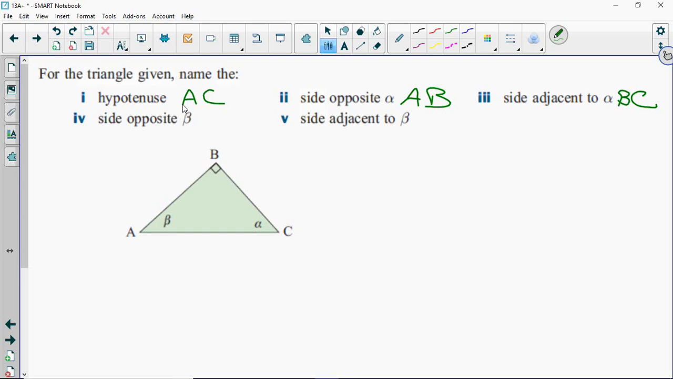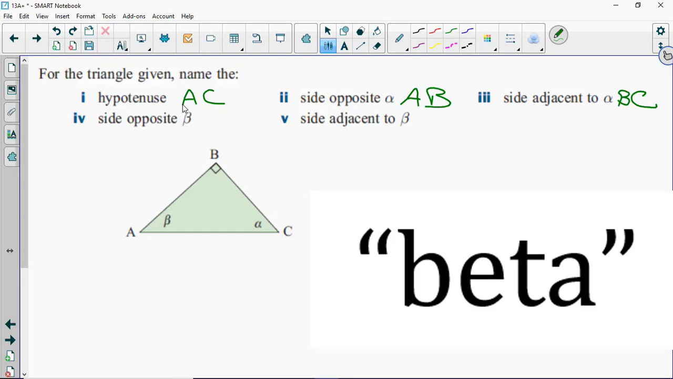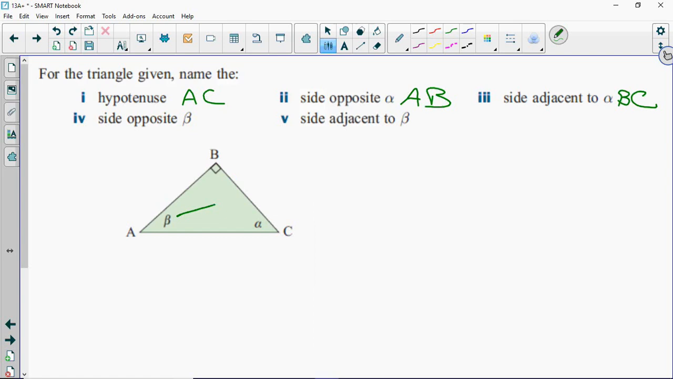Opposite of, that's another Greek letter, beta. Well, opposite of beta is going to be over here. That's BC. And then adjacent to beta is going to be AB. What you'll notice is that the opposite and the adjacent switch when we change the angle, right? So opposite of alpha is adjacent to beta. Adjacent to alpha is opposite to beta. That's always going to be true.